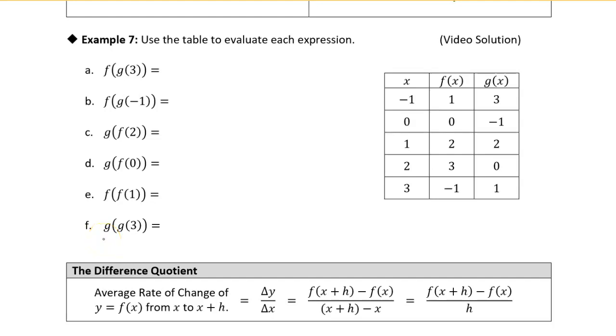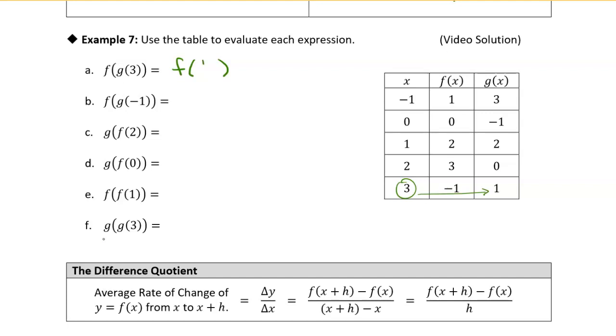All right, in this example, we're given two functions in tabular form, and we want to evaluate these different compositions of the functions. So we're just going to break it down, take it one step at a time. I'm taking f of g of 3. I'm just going to leave f alone, but I'm going to evaluate g of 3 first. So g of 3 means I want the value of g when x is 3. So I'm going to look at x equals 3 and then go over to the g value.